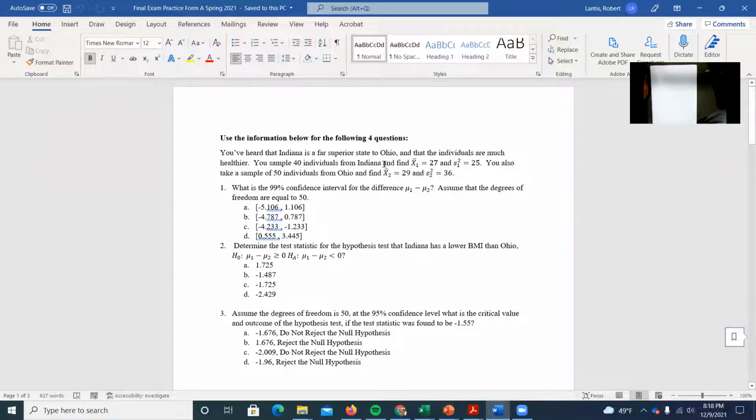So the first problem, we've got two different groups, Indiana and Ohio. We have their sample means and their sample variances. We're then asked to construct a 99% confidence interval for the true difference between these groups' population means.